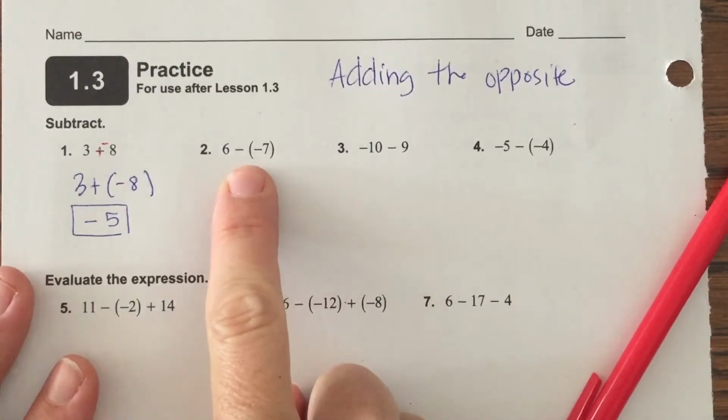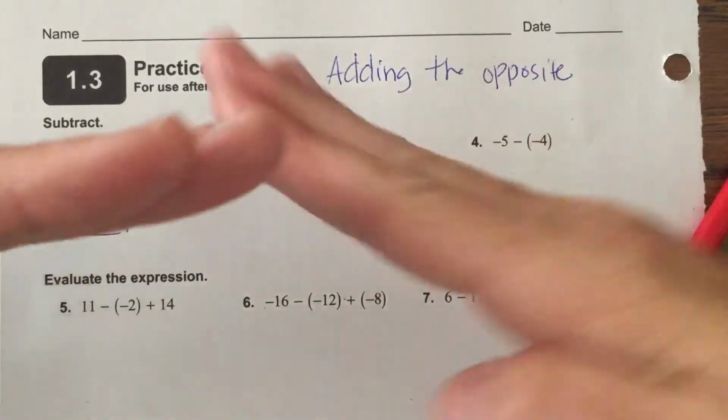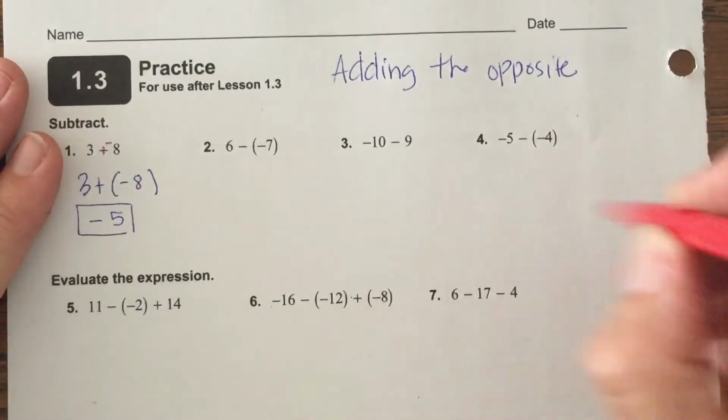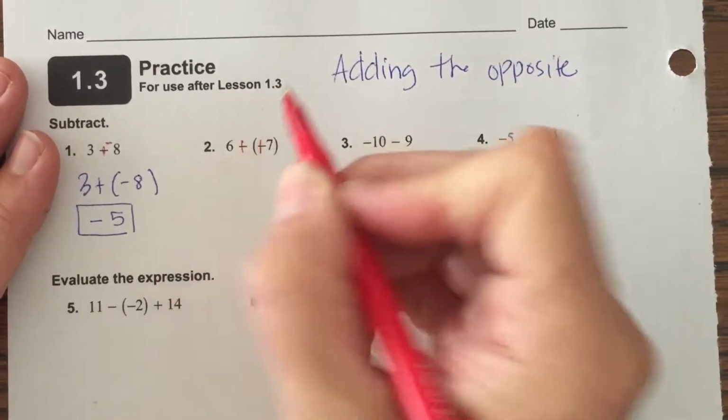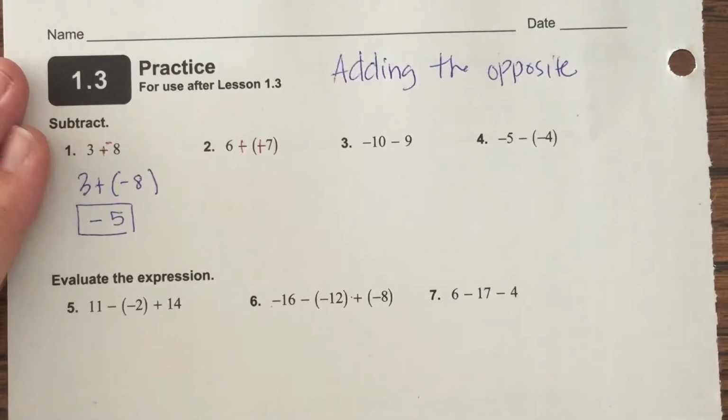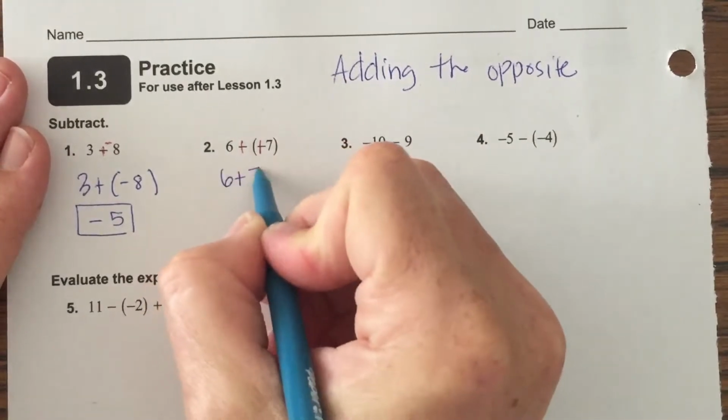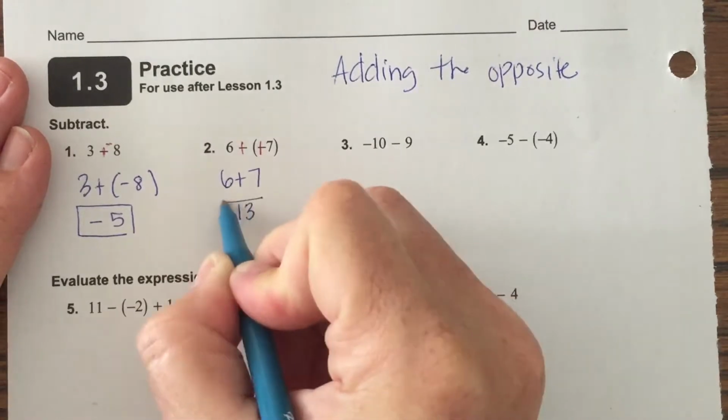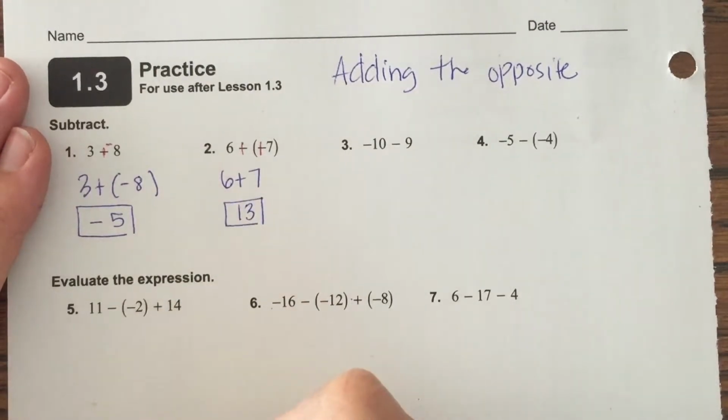This one here, we did a lot of arm movements. When you have minus and negative, you guys know that that turns into a plus sign, so I'm going to add the opposite, and that just now says 6 plus 7, which is 13.